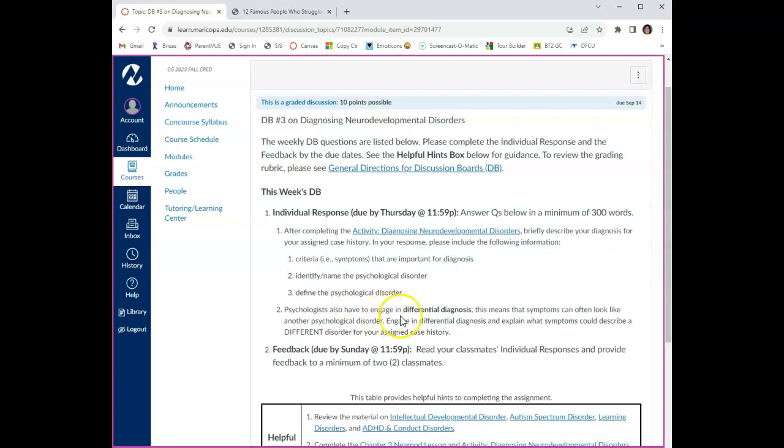Additionally, I want you to engage in differential diagnosis. Explain if any symptoms may also look like another psychological disorder. Now, one helpful tip: I recommend diagnosing all 5 clients on the handout on your own, and then reading what your classmates post on the discussion board. I will respond directly in the discussion board with confirmation of the diagnoses.